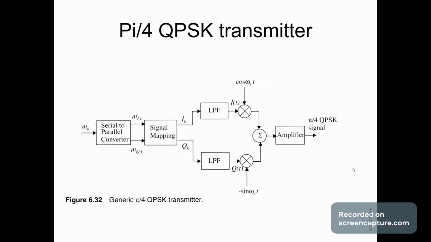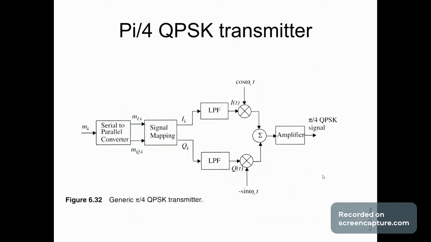So I'll tell you what. The input data is partitioned into two parallel data streams and is passed into the low pass filter, a multiplier, and then added, which is given to the amplifier, which gives the output as the pi by 4 QPSK signal. Okay, this is when differentiated, you get the formula. So this is the formula you're getting.